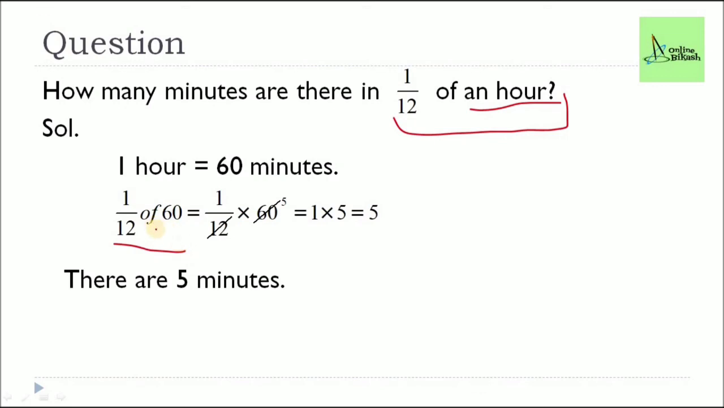Now as I already told you, "of" will change to a multiplication sign like this, and the remaining will be the same. Now you will have to divide this 60 by 12, and if you try to do the division, then you will get 5 as the answer, because 12 5s are 60. Now what we are left with, 1 multiplied by 5. 1 multiplied by 5 is what? 5. So there are 5 minutes. So 1 by 12 of an hour is 5 minutes. Okay, is it clear? So I think you are clear with this topic.